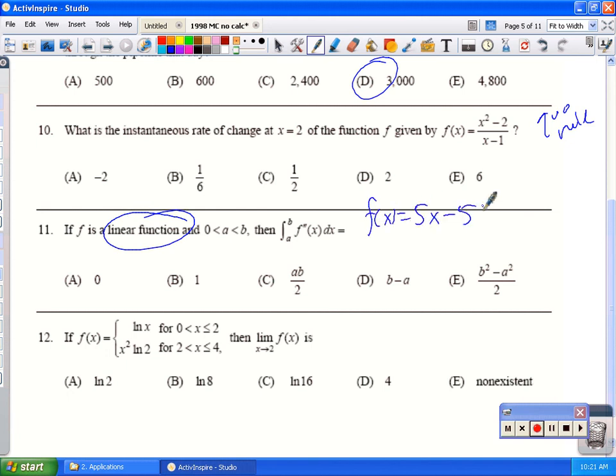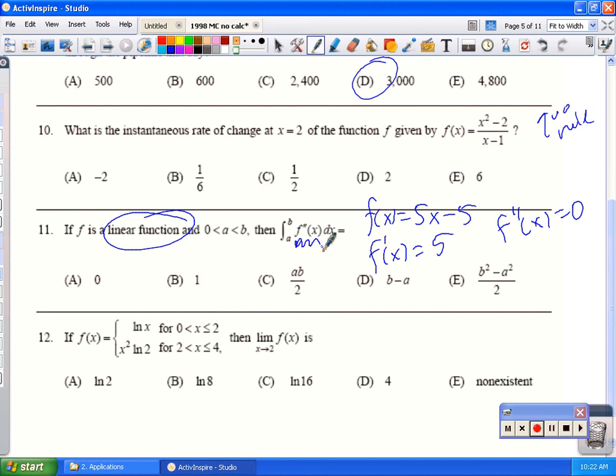I just randomly made up a linear function involving 5s. The derivative of 5x minus 5 is, of course, 5. The derivative of 5 is, of course, 0. So I just figured out that if I had a linear function, then its second derivative would have to be 0.